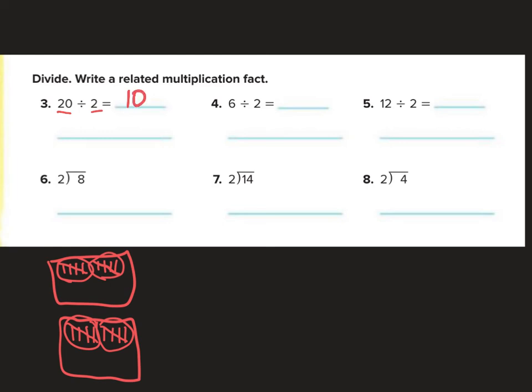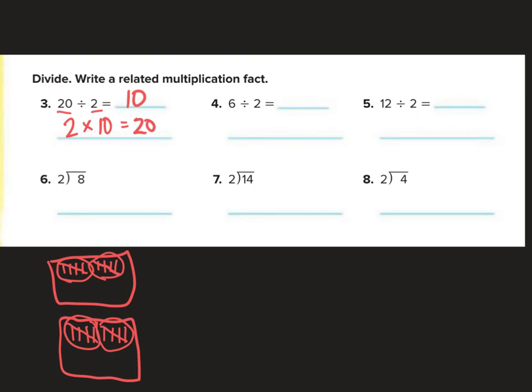Okay, so 20 divided into 2 equal groups is equal to 10. And I could say, okay, I've got 2 equal groups of 10 in each group is equal to 20 total tally marks.